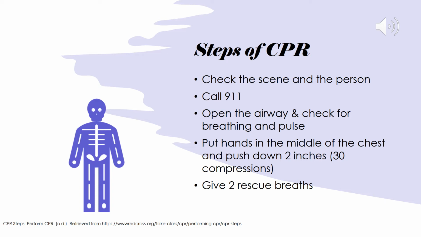The third step is to open the airway and check for breathing and a pulse. Tilt the chin up and put your ear near the mouth and position your head so that you are looking at the person's chest. In this position, you are able to hear breathing or see the person's chest rise and fall, indicating if they are breathing or not. You can then check for a pulse, either on the neck, wrist, or foot.